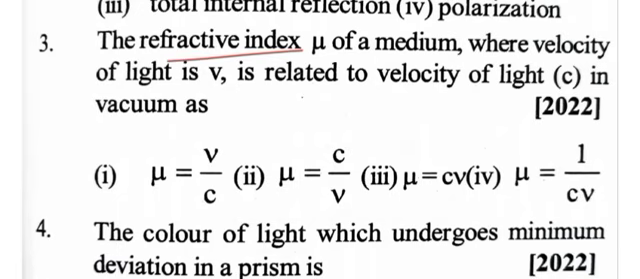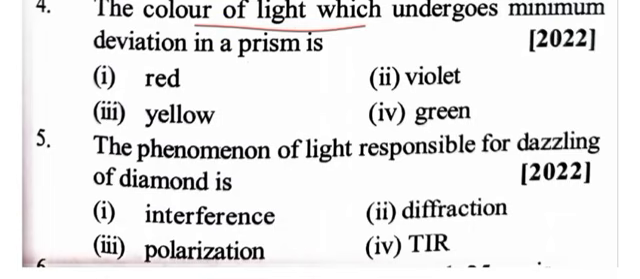The refractive index mu of a medium where velocity of light is v is related to velocity of light c in vacuum as mu is equal to c divided by v. Option 2. The color of light which undergoes minimum deviation in a prism is red. The phenomenon of light responsible for dazzling of diamond is TIR, total internal reflection.